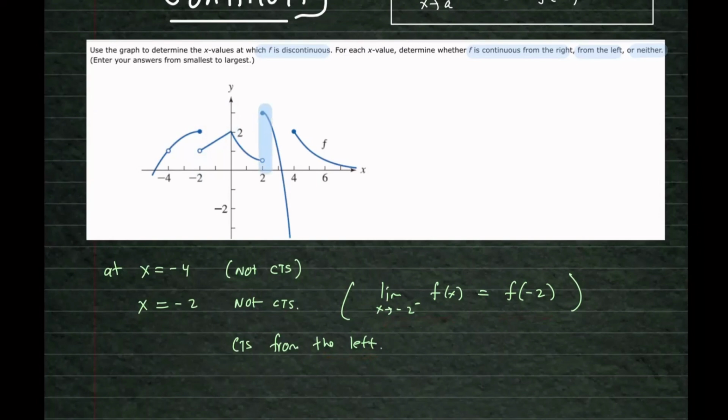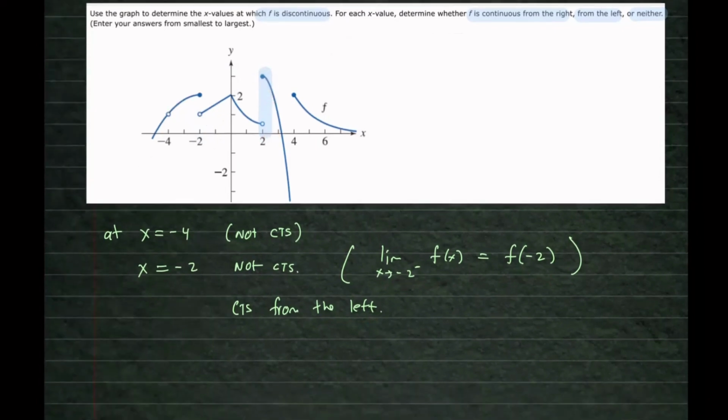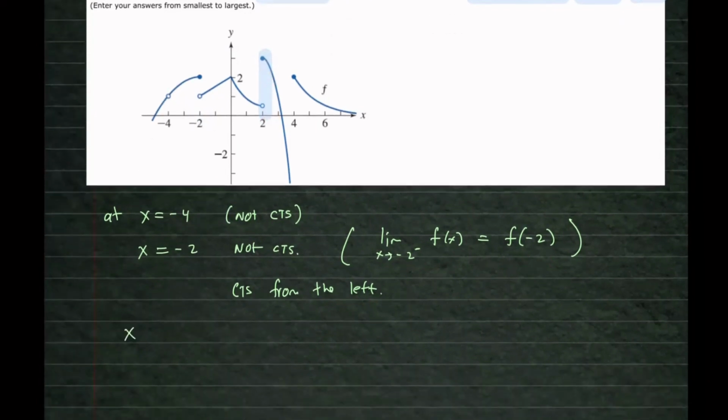Now here is the next trouble. Again, we have a break. Again, the circle is filled in. So although it's not continuous, we can tell a continuity from the right side. The reason this is from the right side is because if you come in this direction towards 2, the graph is filled in at that point at x equals 2. So we can say that at x equals 2, it's continuous from the right.